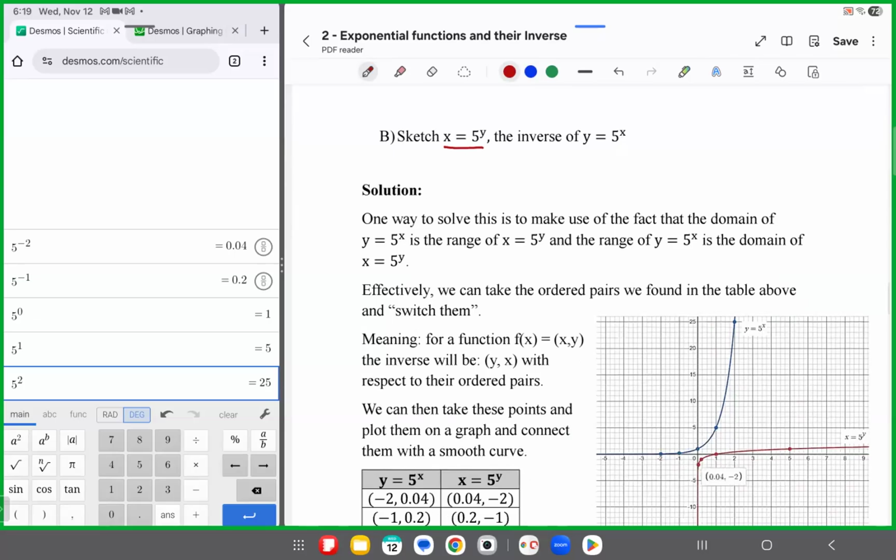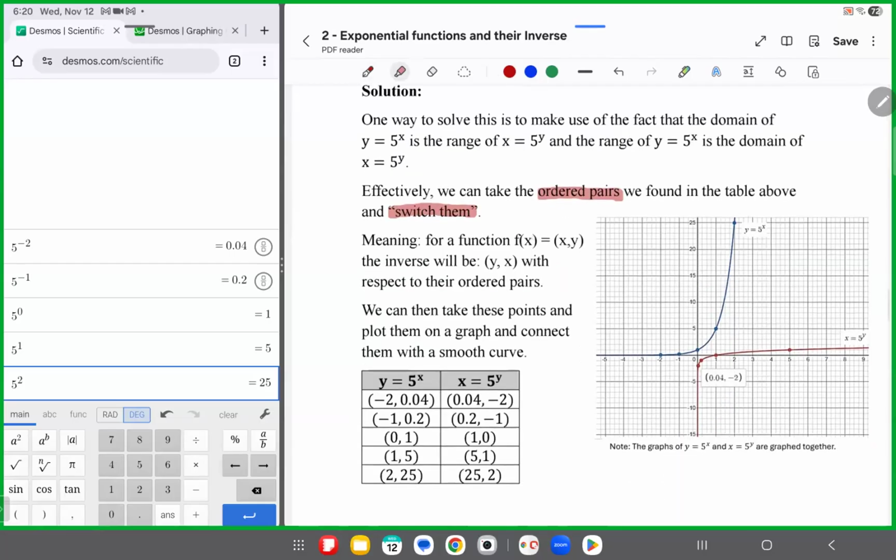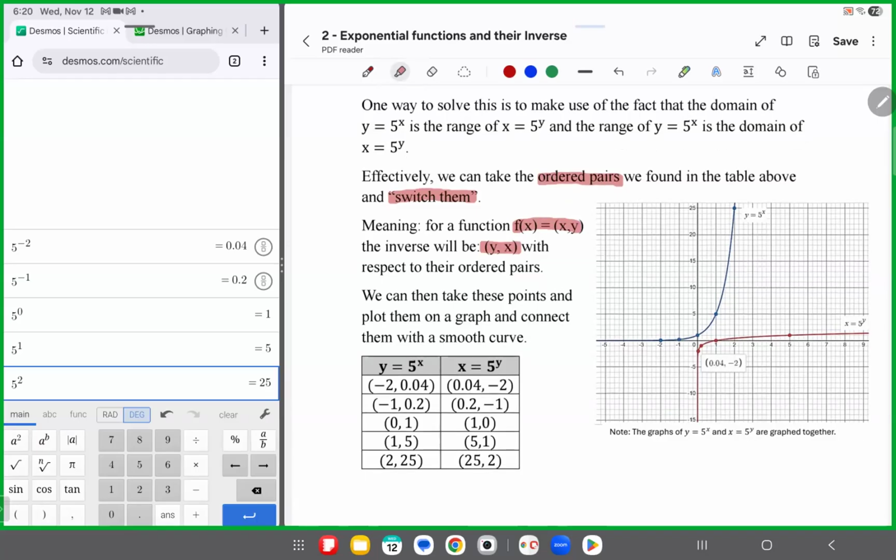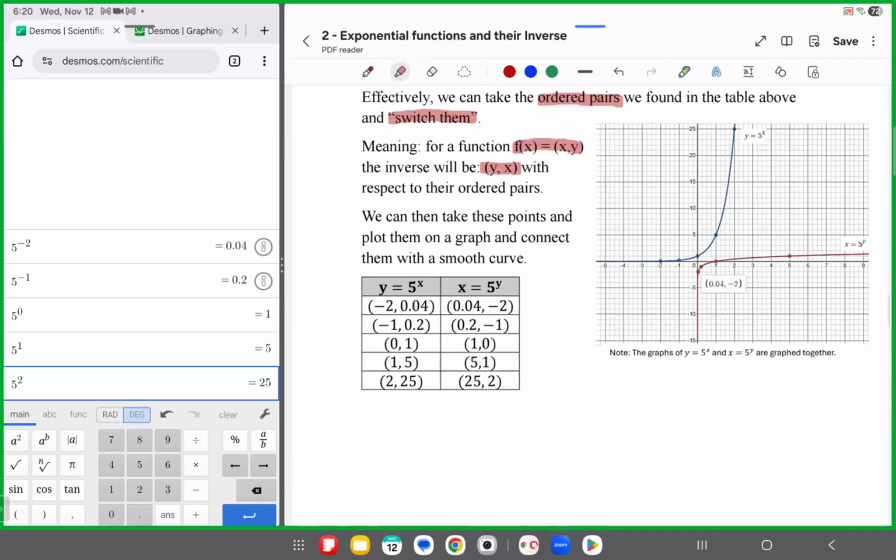The way we're going to do this is we're going to make use of the fact that the domain of y equals 5 to the power of x is the range of x equals 5 to the power of y. And the range of y equals 5 to the power of x is the domain of x equals 5 to the power of y. So what all that means is we effectively take the ordered pairs we found in the table above and, quote, switch them. Meaning that if we have a function f of x with ordered pairs x comma y, the inverse will be just y comma x. And so we can plot them on the curve and sketch them.